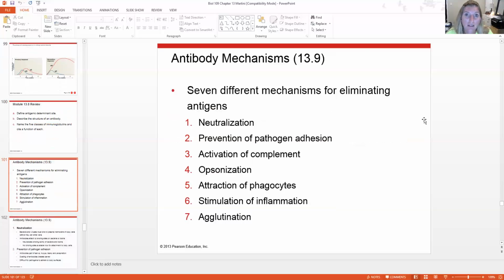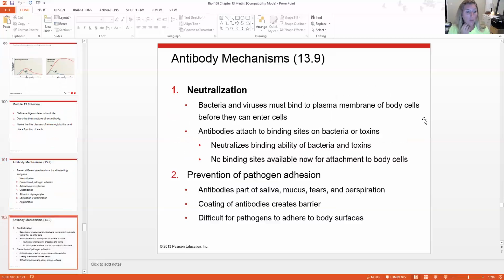Let's talk about how antibodies work. They can neutralize, they can prevent pathogen adhesion, they can activate the complement, which we talked a little bit about. They can do something called opsonization. They can attract phagocytes, they can stimulate inflammation, or they can do agglutination, which is something we talked about in blood types.